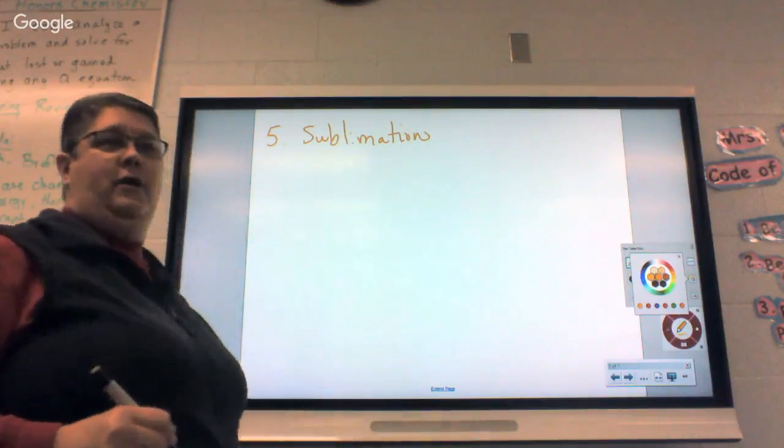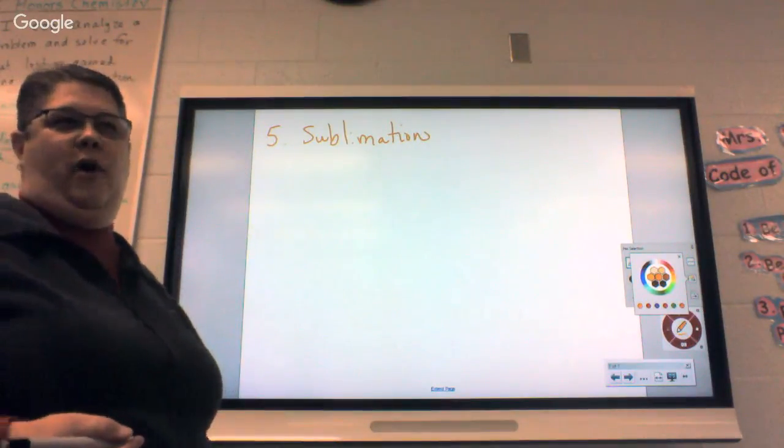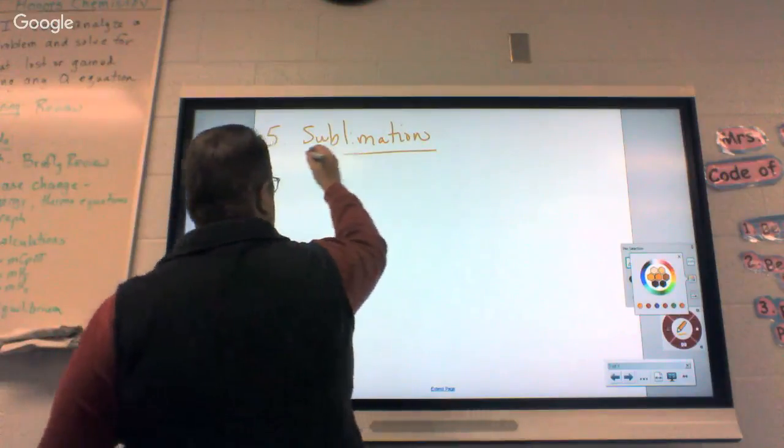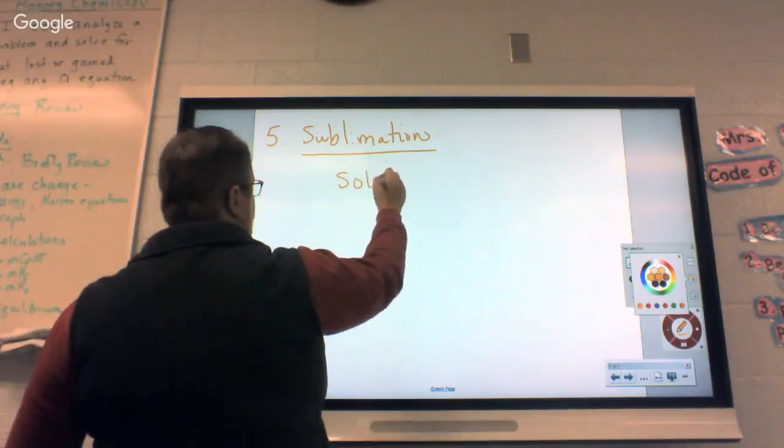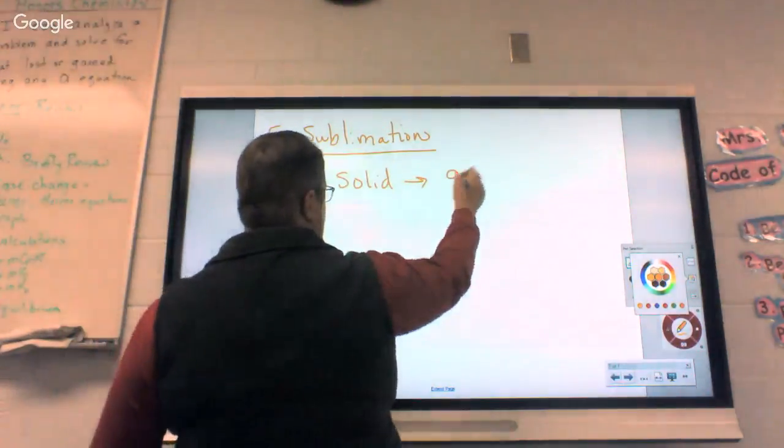All right, so, for sublimation, the one I use isn't water vapor. All right, sublimation changes from a solid directly into a gas.